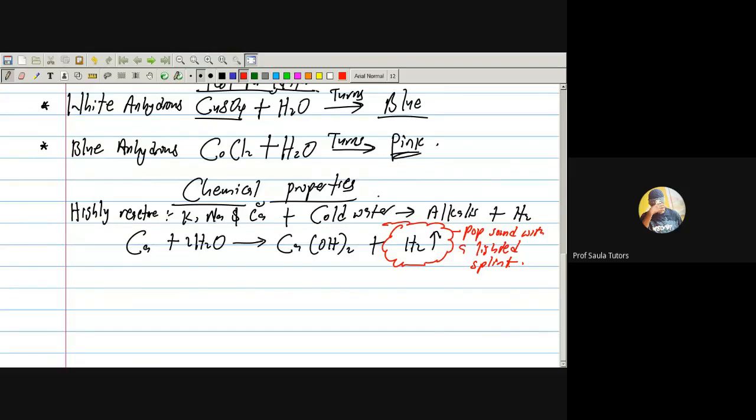As simple as that. So when highly reactive metals react with cold water, an alkaline solution is produced, and the gas that is produced alongside is hydrogen gas. And this reaction is highly exothermic. Yes, highly exothermic, it releases heat. That's when reactive metals react with what? Water.